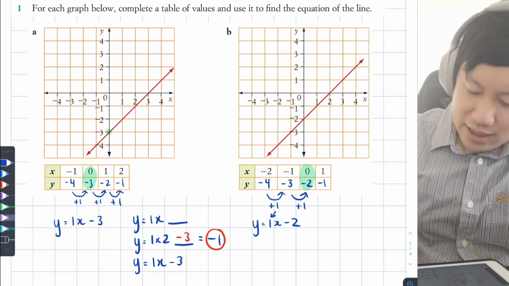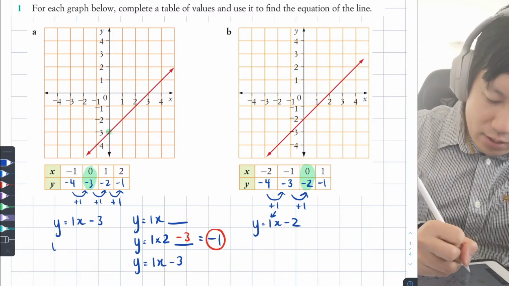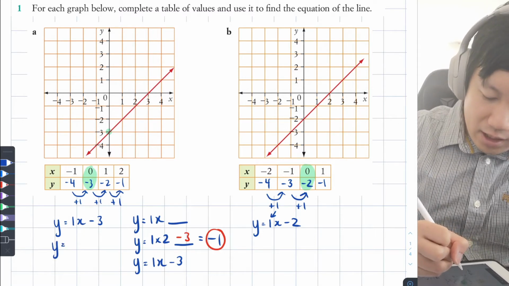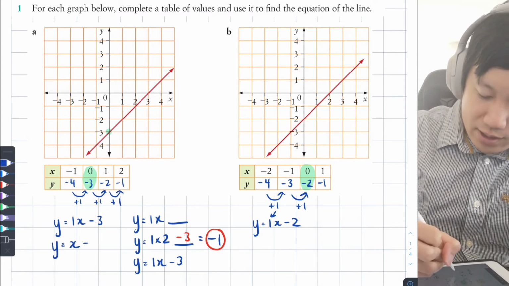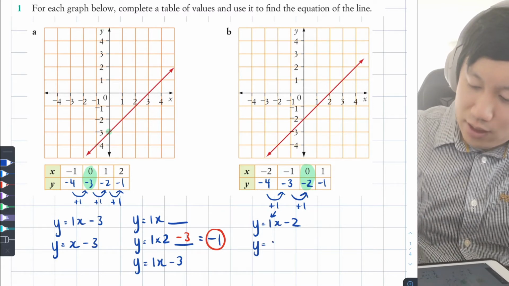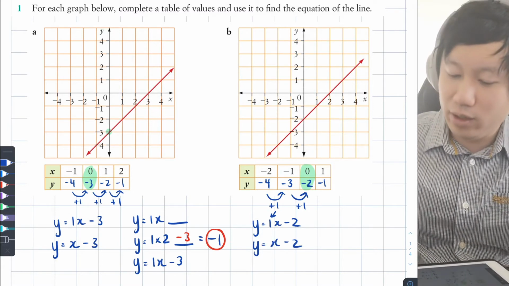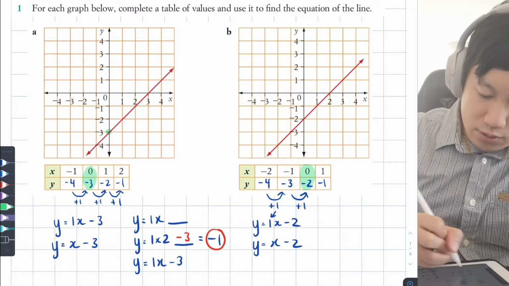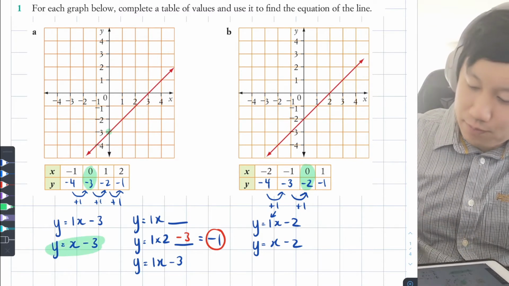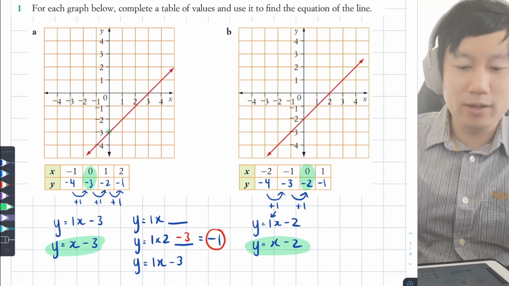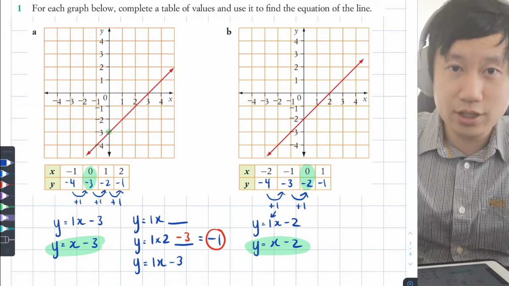Now, I forgot to tell you that you don't have to write it that way. For both equations, part A and part B, you can write y equals x minus 3 and y equals x minus 2. So you don't have to write that 1 in front, and those two are your solutions. Right. Let's go on to the next question.